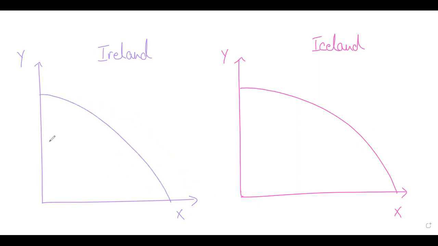Okay, now think about it, students. What happened? Iceland has a production possibility curve. Think about this. What is a PPC? A production possibility curve is a graph that shows the maximum output that a country can produce in terms of two goods.